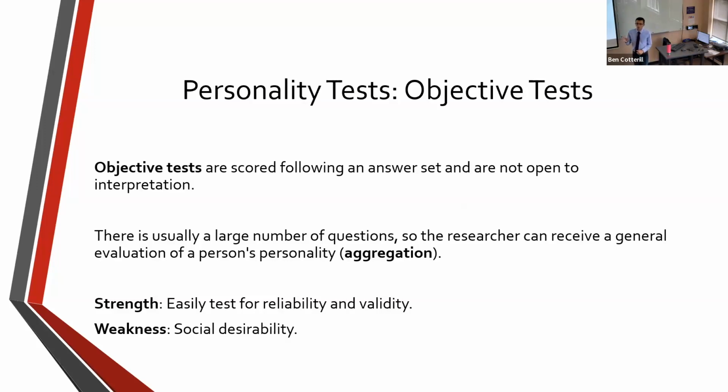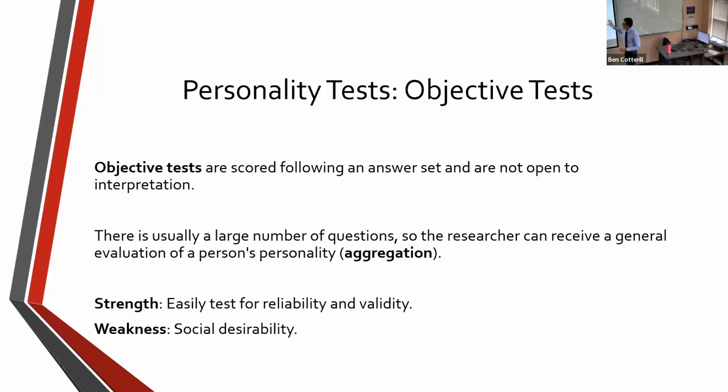There are two main ways of categorizing personality tests: into either objective tests or projective tests. Objective tests are those that are not open to interpretation. There is a clearly defined scoring sheet. How this is going to be measured is clearly designed beforehand. Usually it will be numerical in the results.